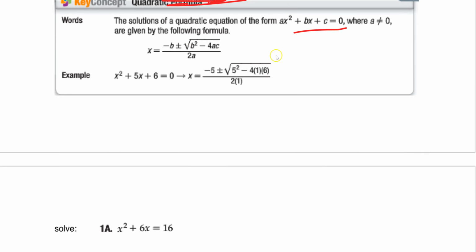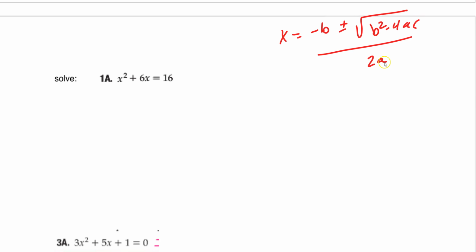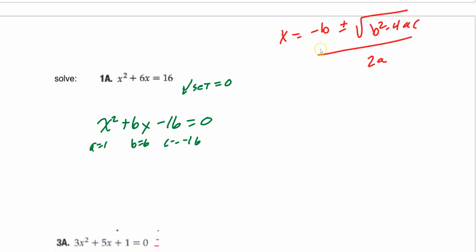So let's just do an example of how to use this thing. I'll give this right here. Remember, the quadratic formula is x equals negative b plus or minus the square root of b squared minus 4ac, all over 2a. So just like before, step 1 is set equal to 0. So I get x squared plus 6x minus 16 equals 0. Now if we're going to use the quadratic formula, a is 1. Remember, a is a coefficient, not the variable. b is 6, and c is negative 16. And all we're going to do is plug in here. a is always the x squared term, b is always the linear term, c is always the constant term.